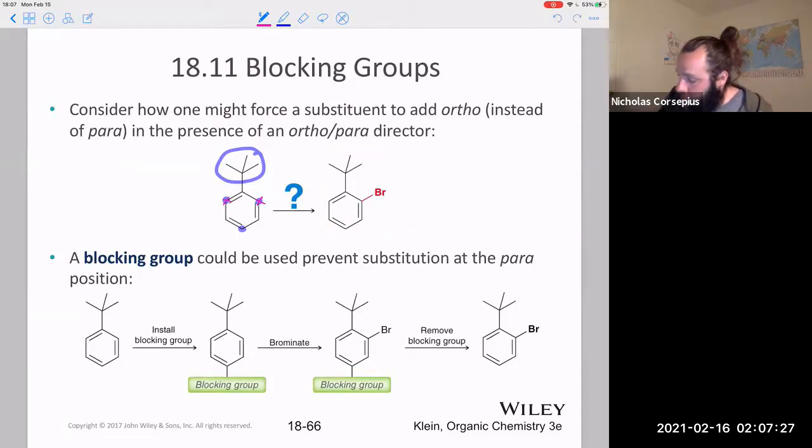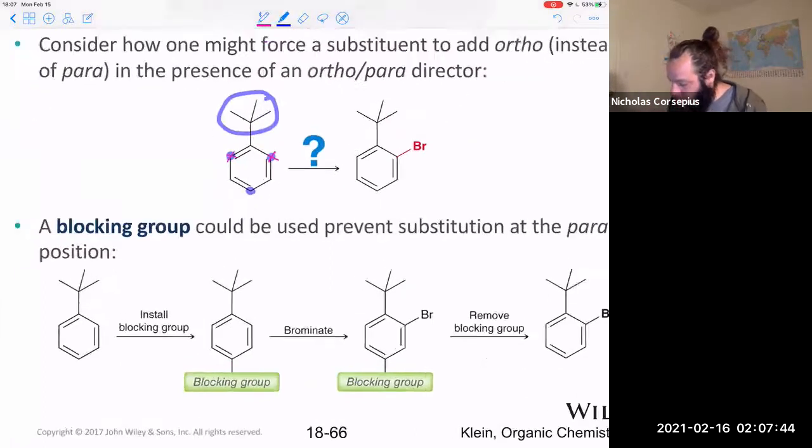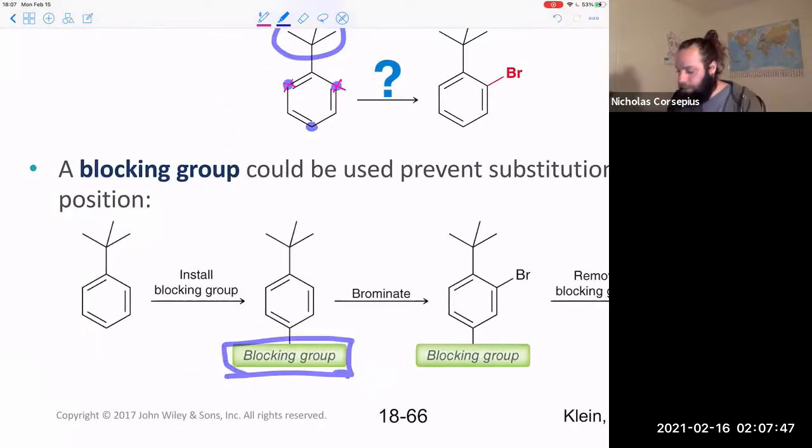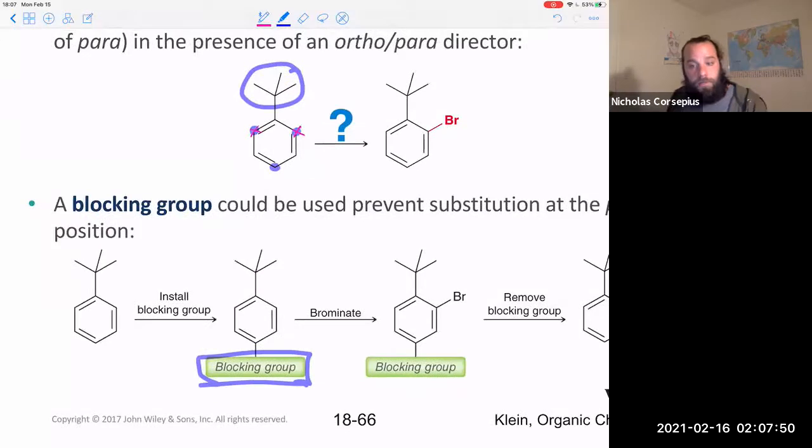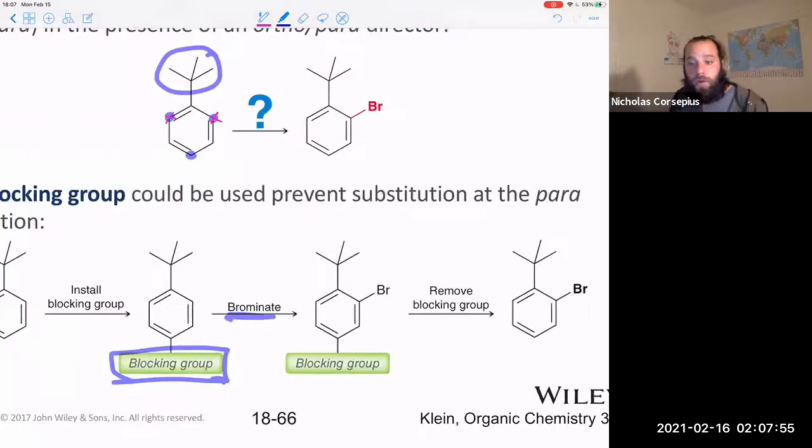Well, we can use this strategy called a blocking group. Basically, we're going to block the para position such that the next substitution reaction that happens has to happen in that ortho position. Okay, so basically what I'm going to do first is I'm going to install a blocking group, and we'll talk about which group that is here in a second. But just notice that if I install that blocking group and then do the bromination step, the bromine has nowhere to go other than that ortho position. And then I'm going to remove the blocking group, okay? So this is the key feature of a blocking group, is just something that I can add and then take off again.